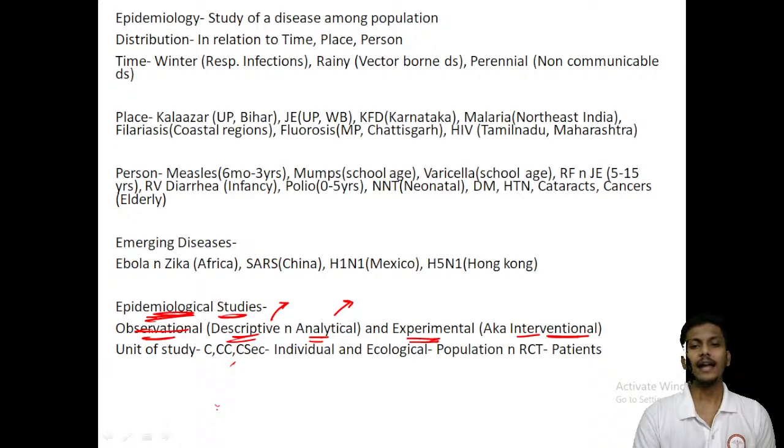The analytical group of studies has 4 further important types that we need to discuss today: cohort study, case control study, cross-sectional study and ecological study. All these 4 studies come under which group? They come under analytical studies.